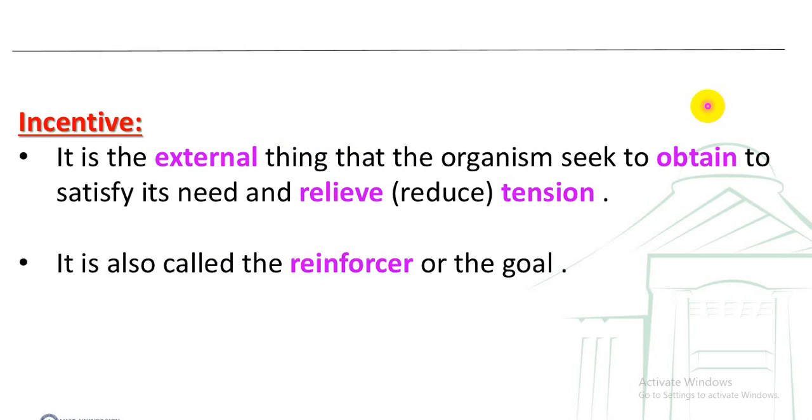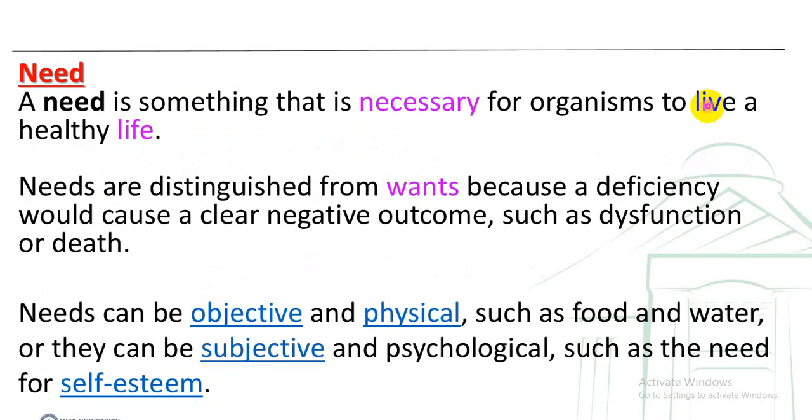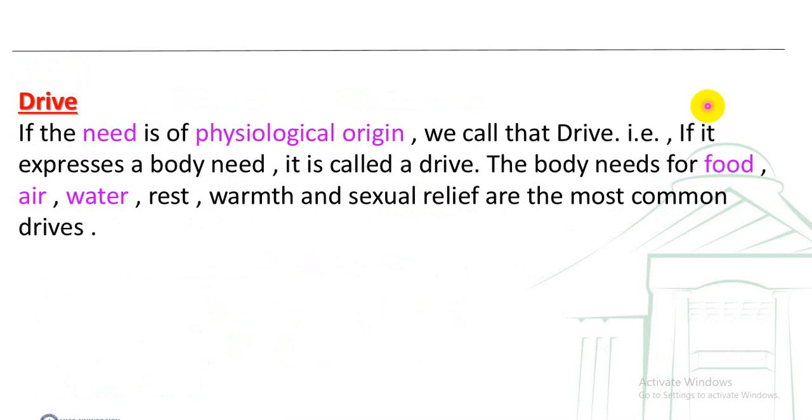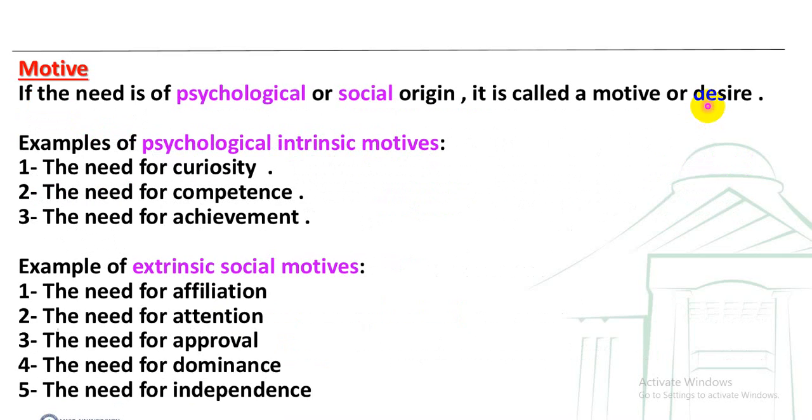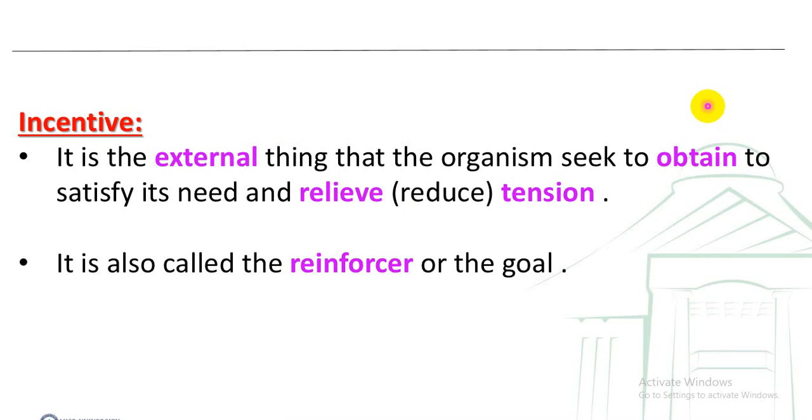Now, what about incentive? In the previous three slides, we were talking about needs. We differentiated between physiological needs, which are referred to as drive, and psychological social needs, which are referred to as motive. But now we are not talking about the need; we are talking about the external thing which, if you are able to obtain it, will satisfy your need and relieve or reduce tension. It is also referred to as reinforcer or goal. For example, the need for food is a drive, because it is a physiological need.